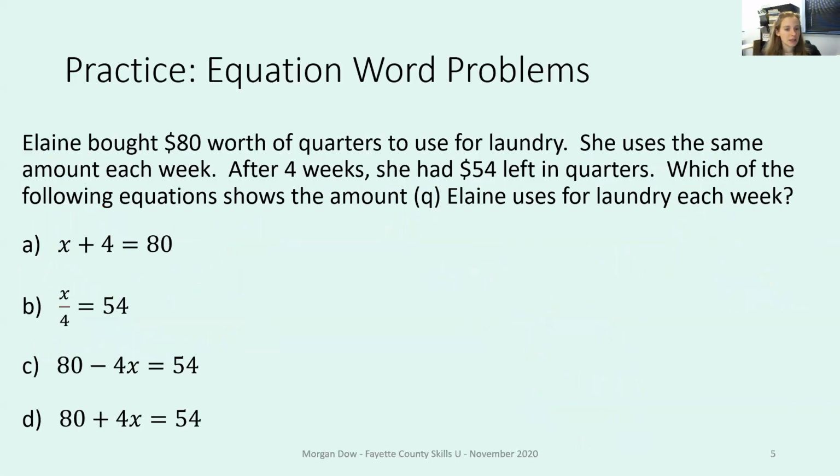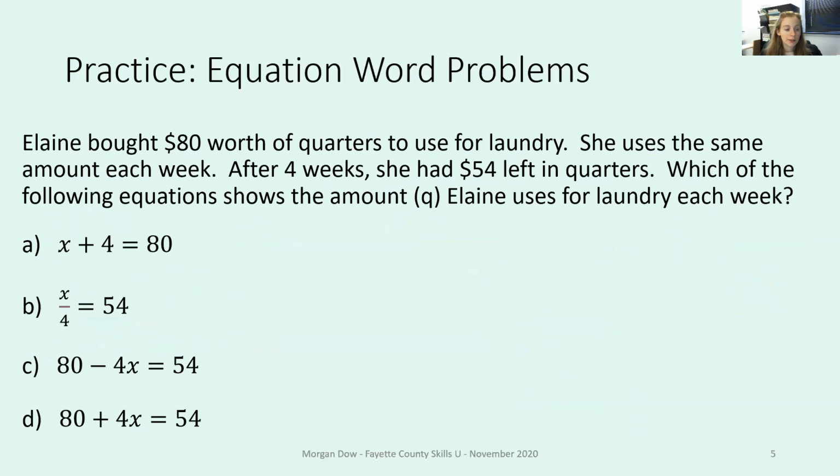All right, next word problem here. Elaine bought $80 worth of quarters to use for laundry. She uses the same amount each week. After 4 weeks, she had $54 left in quarters. Which of the following equations shows the amount Q that Elaine uses for laundry each week?